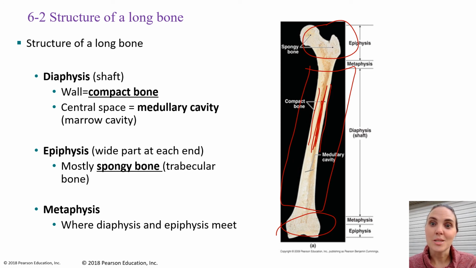Like a sponge that has been turned into bone. So it has kind of a lacy appearance within that spongy bone of the epiphysis. And then the metaphysis is basically that area where the epiphysis and the diaphysis meet.